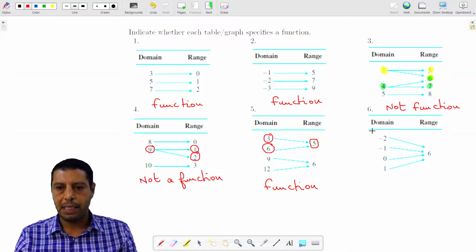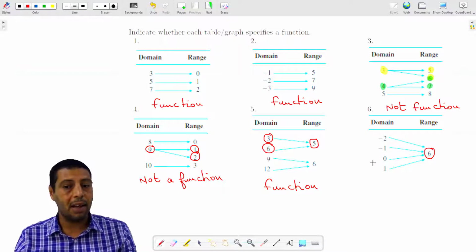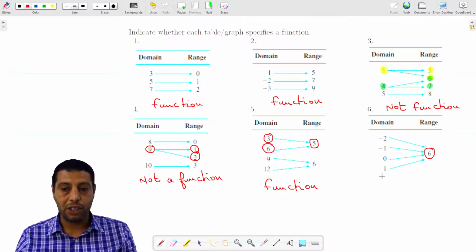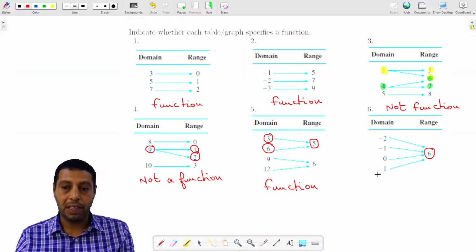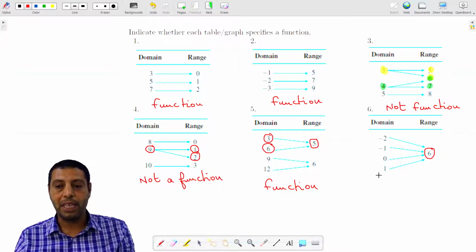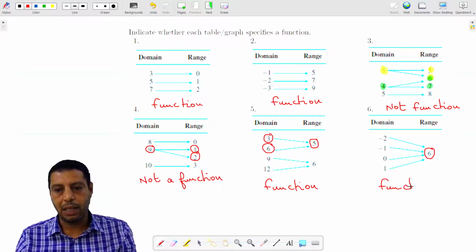In the last one, number 6 here, we have the same output for all the inputs, and this is called a constant function. So it's a function because we have the same output for different inputs. We don't have the inverse. We don't have different outputs for the same input. So therefore, it's a function. And especially we called it a constant function.